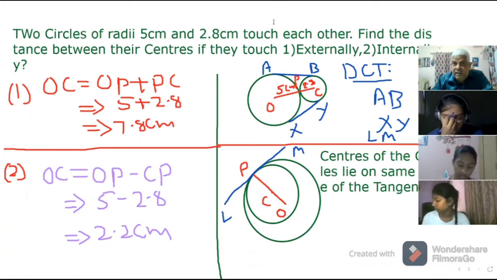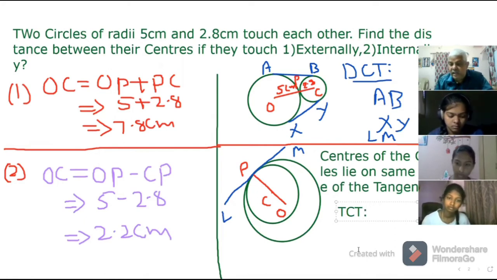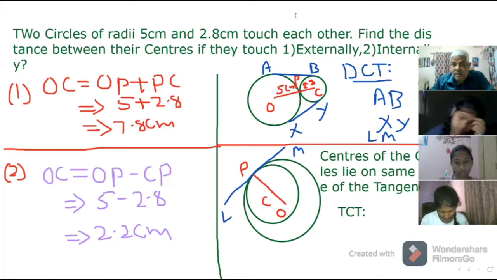Then another one is there, that is called TCT. Remember, children, TCT means transverse common tangent. In this same diagram, I will draw the transverse common tangent. Observe, children.